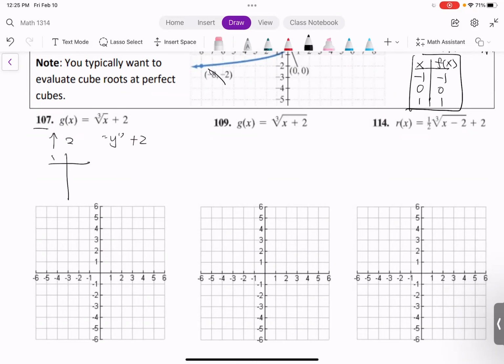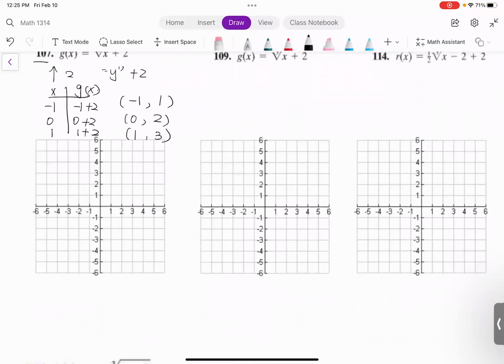So let's find the new key points, x, g of x. X doesn't change: -1, 0, 1. But the y plus 2: -1 plus 2, 0 plus 2, 1 plus 2. The new key points are (-1, 1), (0, 2), (1, 3). And then let's plot them on the graph. (-1, 1), let's use red. (0, 2), and (1, 3).